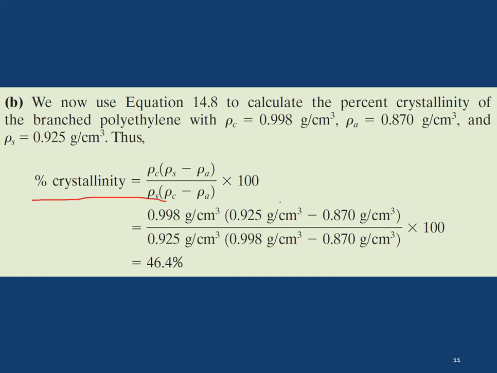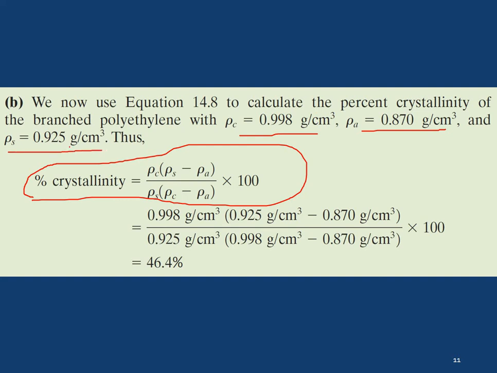So we have our formula over here, in which we have rho C as 0.998, which we calculated in the previous question. This is the density of the crystalline part, and the density of the amorphous part is 0.874, which is given in the question, as well as the density of the specimen, 0.925 grams per centimeter cube, which is also given in the question. We'll be putting the values in this, and here we find the percentage crystallinity as 46.4.